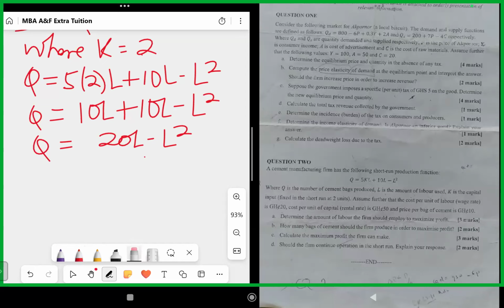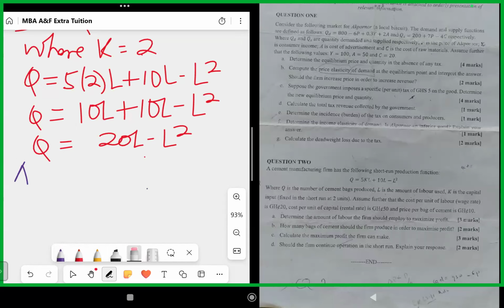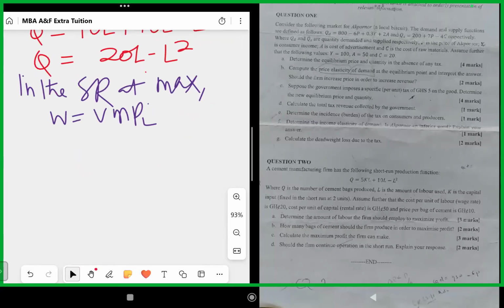Now, having gotten this, I'll write my introduction. I'll say in the short run. This is just as a reminder. If you wish, you may not write it. In the short run, at maximum, because you're dealing with maximum profits. In the short run at maximum, what was the formula? W equals what? W equals VMPL.